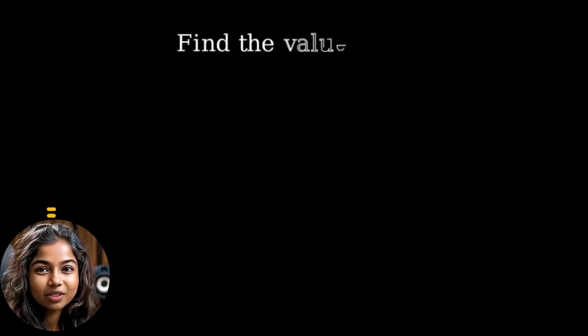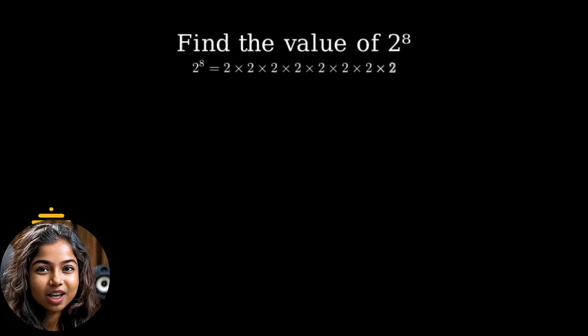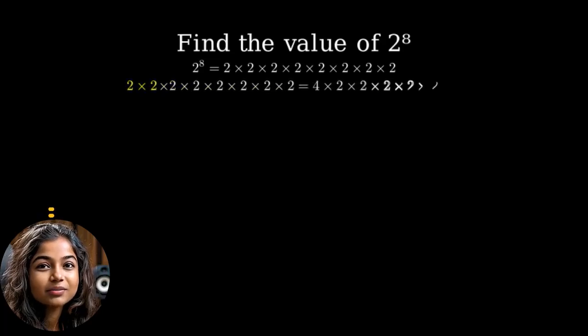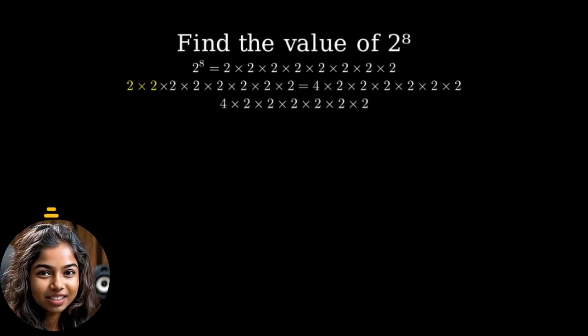Let's solve the problem of finding 2 to the 8th power. 2 to the 8th means we multiply 2 by itself 8 times. Let's solve this step by step. First, let's multiply the first two 2's. 2 times 2 equals 4. Now we have 4 times 2 times 2 times 2 times 2 times 2 times 2. Let's multiply 4 times 2. That gives us 8. Now we have 8 times 2 times 2 times 2 times 2 times 2.